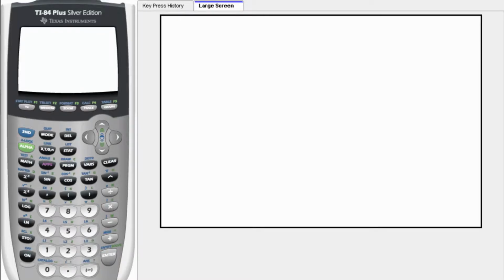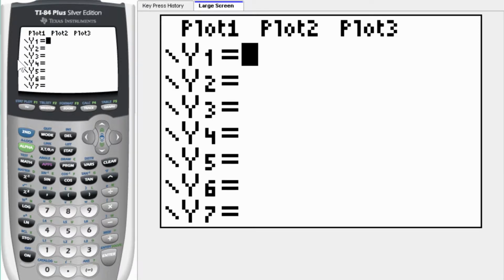In this video, I'm going to show you how to graph a system of equations and solve that system by graphing in your calculator. First thing we need to do is hit the y equals button so that we can type our two equations in for y1 and y sub 2.